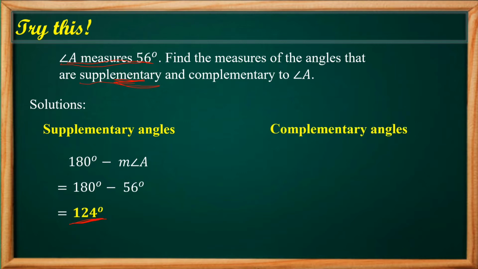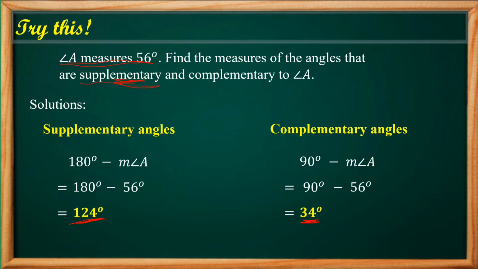Next, for the complementary angles. Again, for the complementary, the sum is 90 degrees. Our given is angle A, and we need to subtract to find the complement. That is 90 minus the measure of angle A, which is 56 degrees. Then, the difference is 34 degrees. Therefore, the complement of angle A is 34 degrees. Ayan, di ba? Madali lang. That is how to find complementary and supplementary angles.